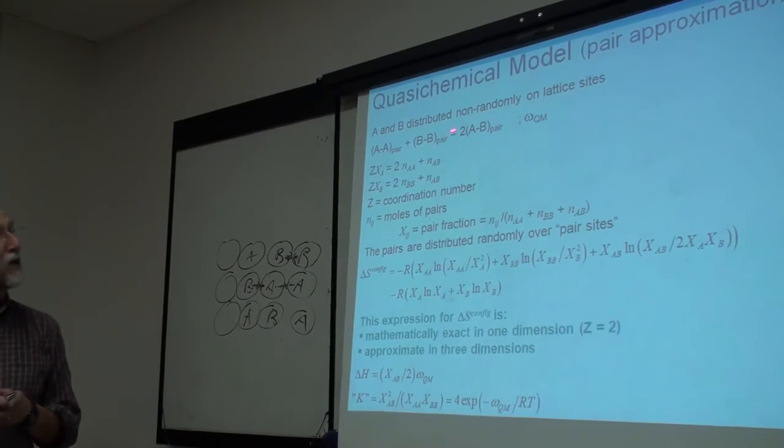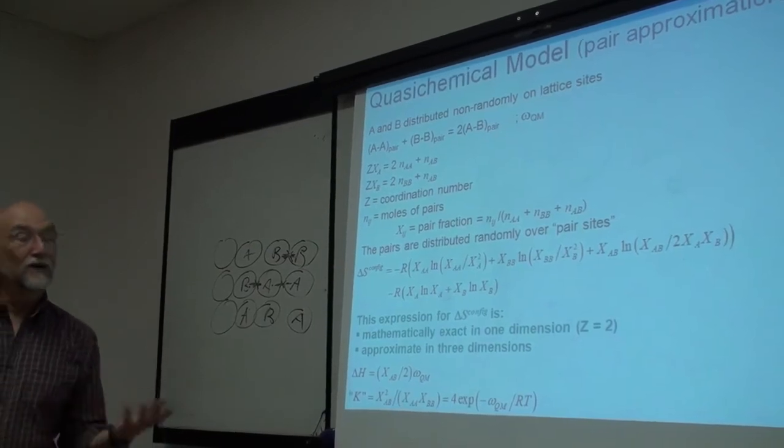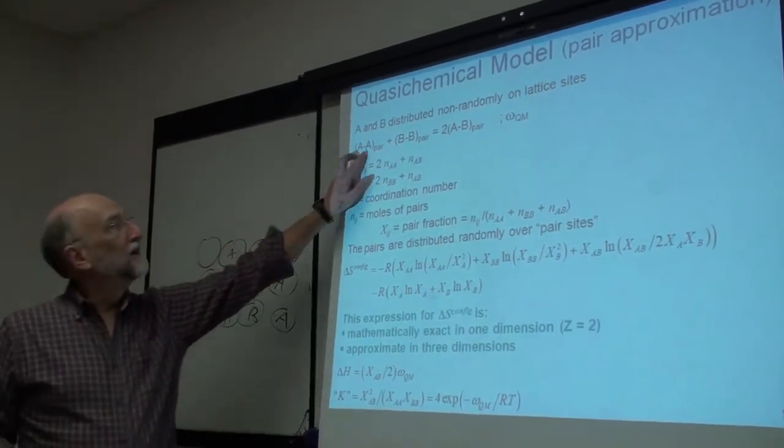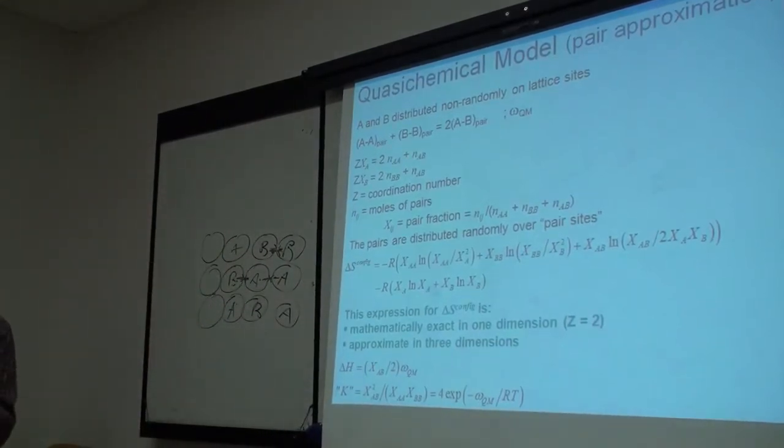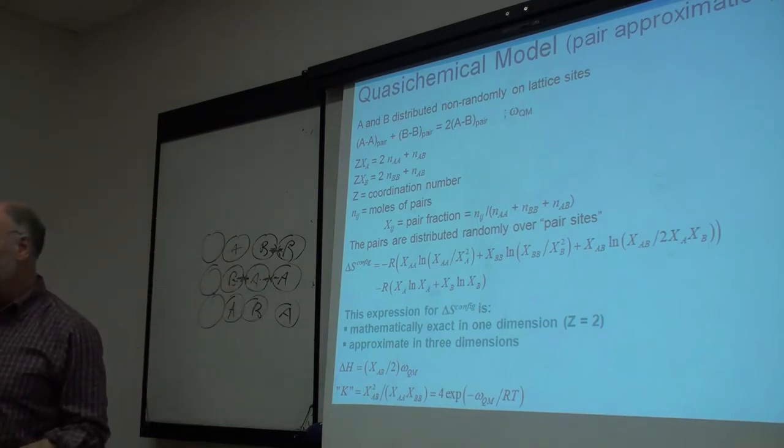Now this is called a quasi-chemical reaction. That's why it's called that. In the associate model, that was actually a chemical reaction: A plus B forms an AB molecule. This is a pair, and this is a pair forming two other pairs. We call it a quasi-chemical model.